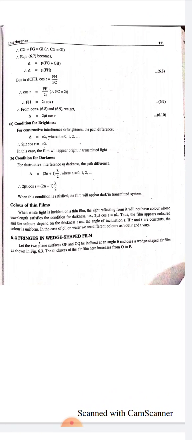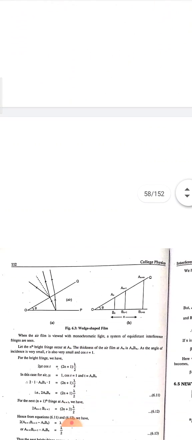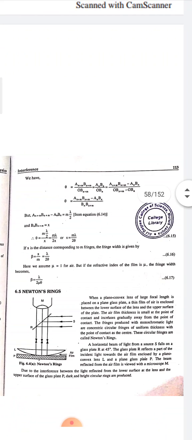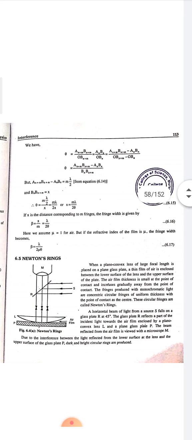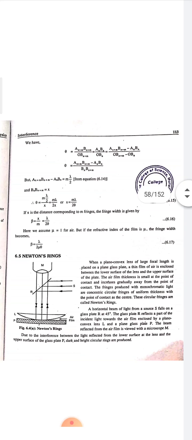Fringes in the wedge shape film. These are called fringes. And this is the Newton rings experiment. The fringes produced with monochromatic light are concentric circular fringes of uniform thickness with the point of contact as a center. These circular fringes are called the Newton rings.